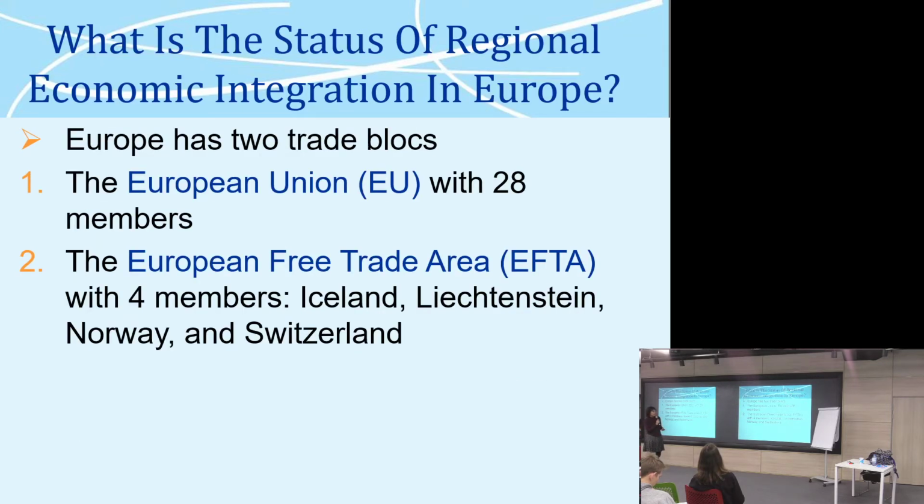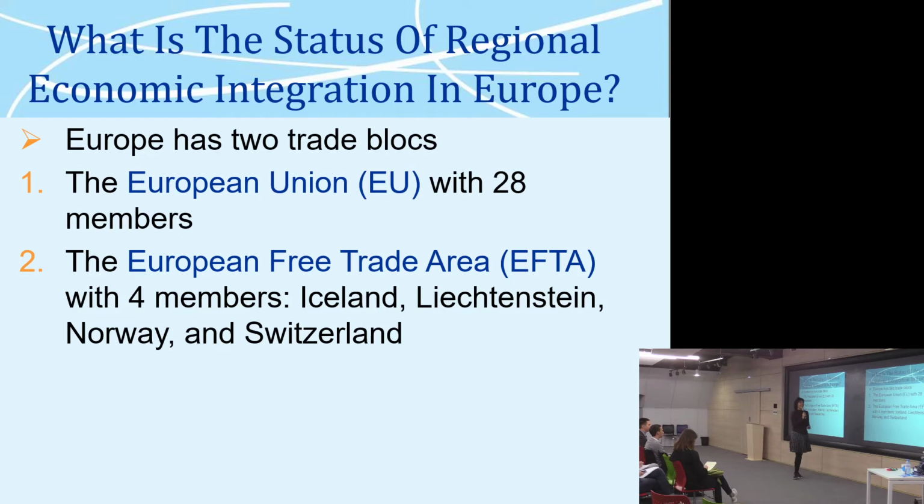Let's start with Europe. In Europe, there are 2 major economic integrations. One is really, really big, and the other is not so big. Obviously, you all heard about the European Union, and there are 28 member countries. The other one is the European Free Trade Area. This one used to be larger, but then some members of EFTA joined the European Union, so now we only have 4 member countries in EFTA.